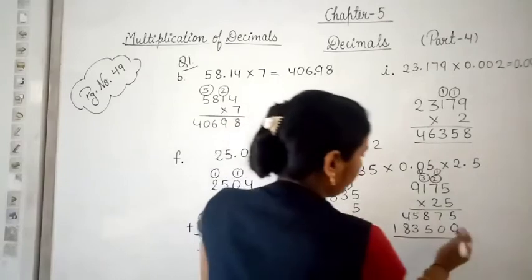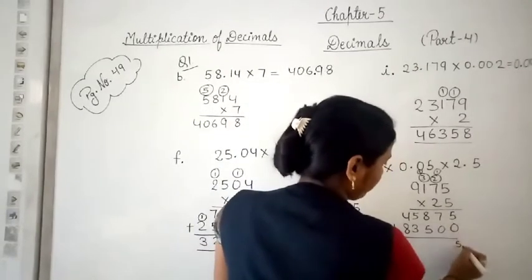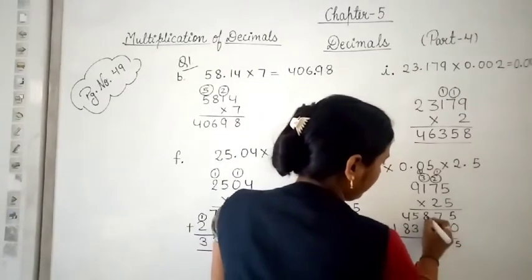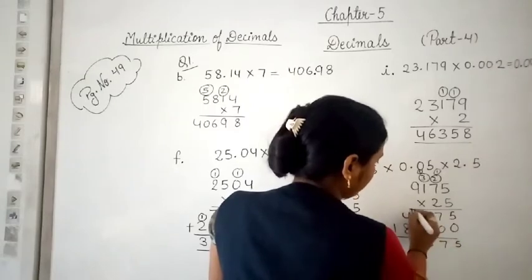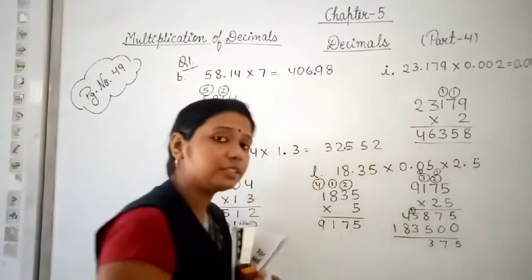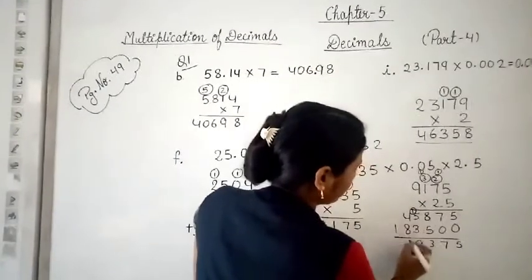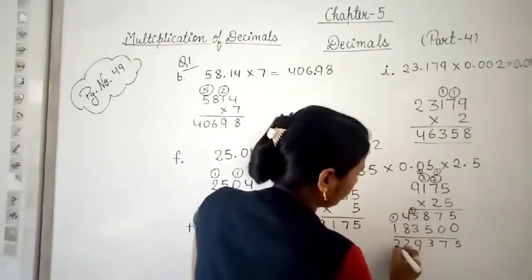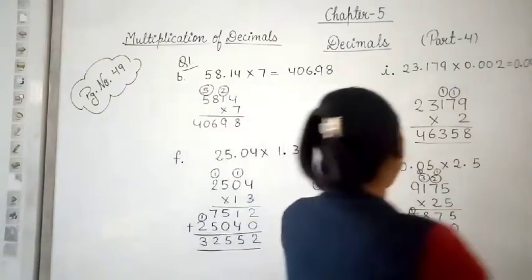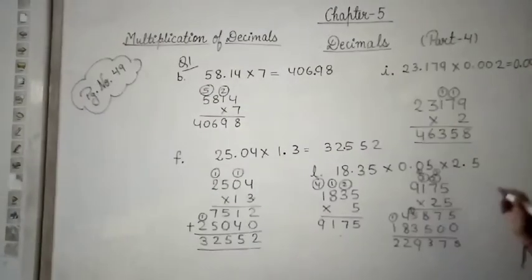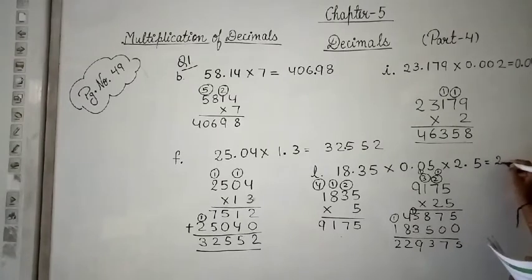Now we will add: 5 plus 0 is 5, 7 plus 0 is 7, 8 plus 5 is 13. Now 5 plus 1 is 6, 6 plus 3 is 9. Now 8 plus 4 is 12 and 1 plus 1 is 2. So this is the final product which we have got. We will write it here: 2, 2, 9, 3, 7, 5. I have written the product.